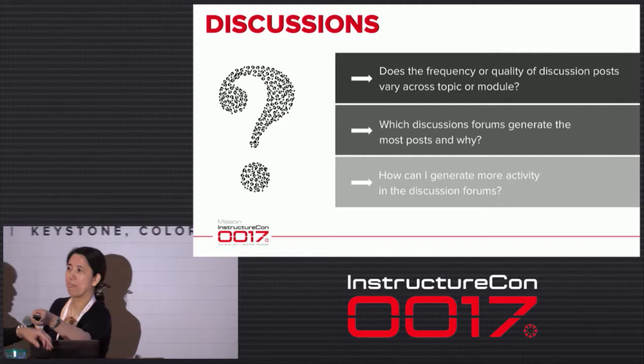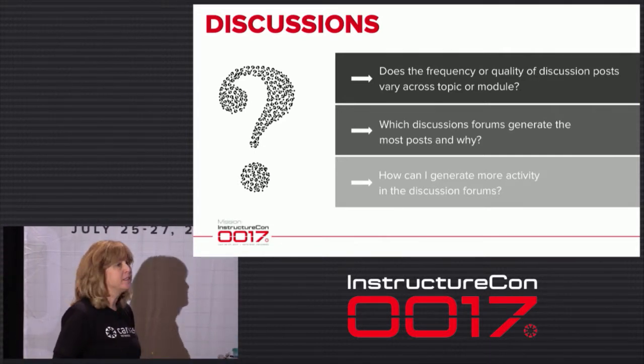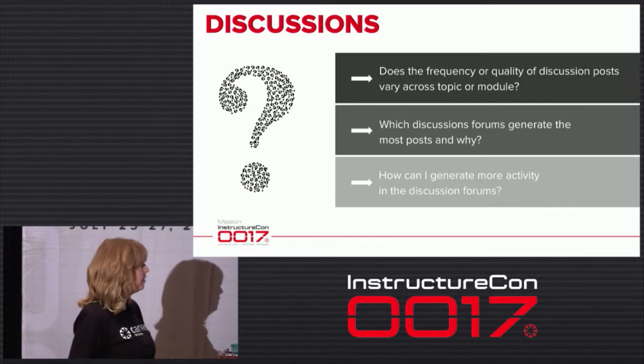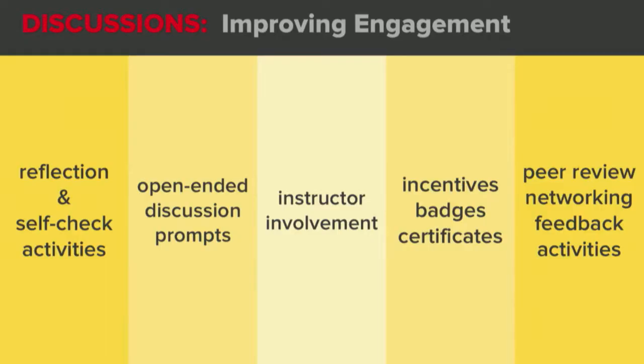So these are the questions that faculty will ask. And using your data, you can decide how you want to adjust your course design. We'll talk about the frequency of posts and how the quantity or the quality of posts differ from the frequency, which posts generate the most discussion, and then the question that everybody always has, no matter what kind of class you're teaching online: how do I generate more activity, more excitement in my course? Get users more engaged, build a community.